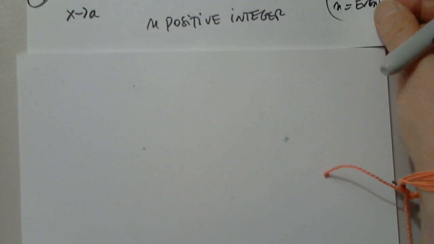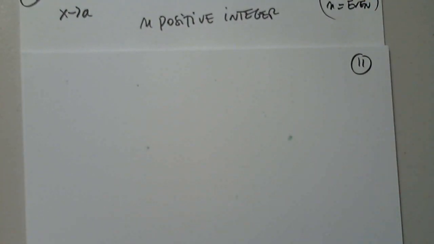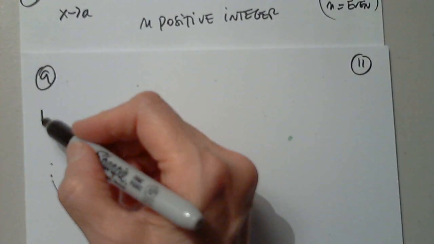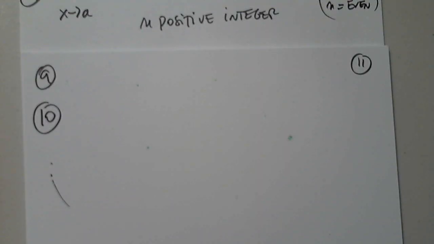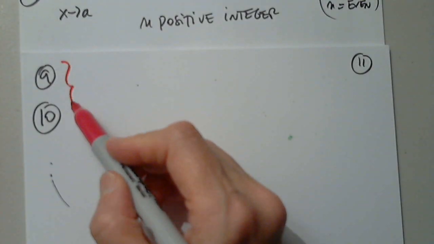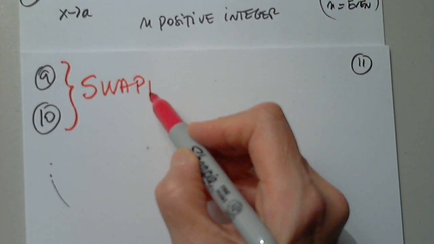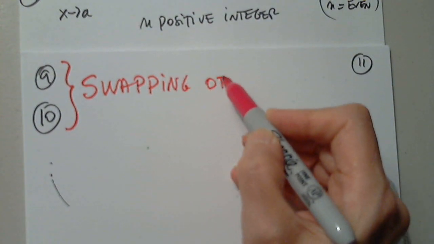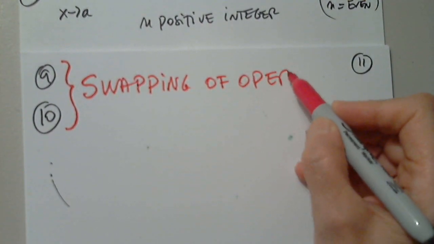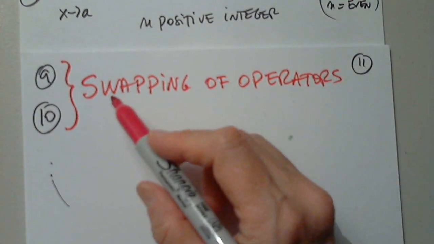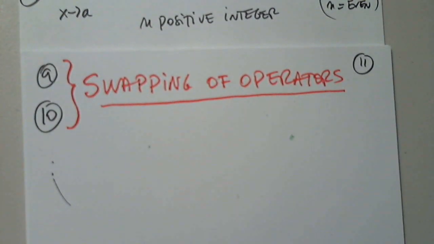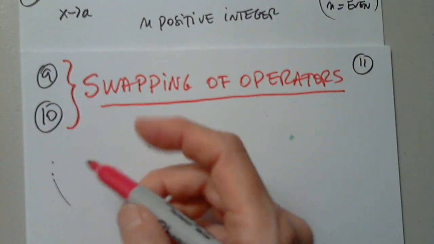And now the last 2, let's say 9 and 10, are quite similar. And I just wanted to talk about them because they will come back a little bit later. And I'm going to call them the swapping of operators. We're going to use this property later. It's a very important property, swapping the operators. So here's the explanation for 9 and 10.